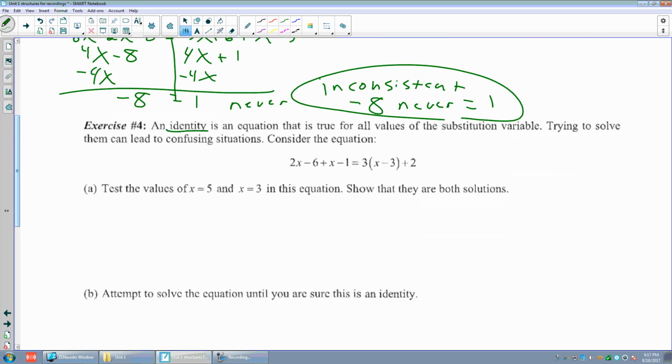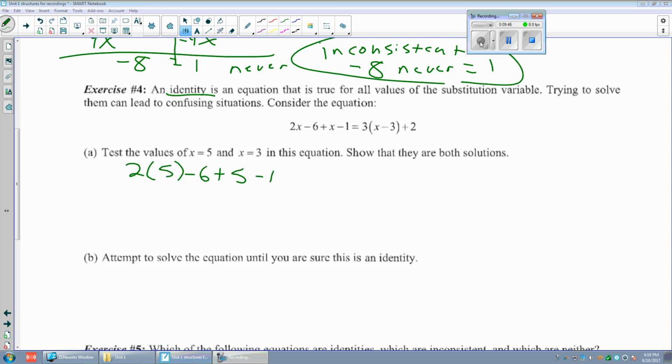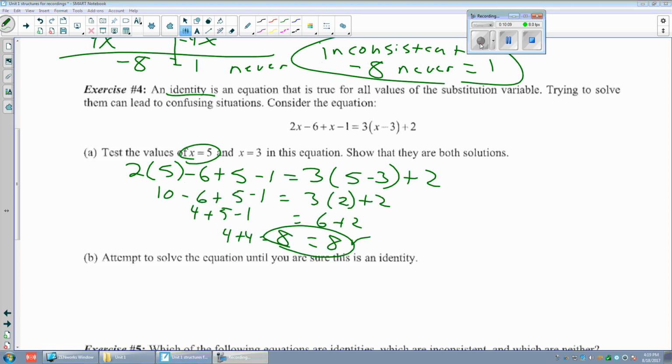An identity is an equation that's true for all values. So consider this. First of all, test, really? Test, plug it in. Okay, let's plug it in. Listen to this. I plugged 5 into the left. Do you know what I plug into the right? 5 again. Why? Well, you plug 5 everywhere you see an x. Don't do 5 on the left and 3 on the right. No, 5 everywhere you see an x. Then you type this into your calculator and see what you get. Well, how about that? 8 equals 8. That doesn't mean it's an identity. It means 5 is the solution.